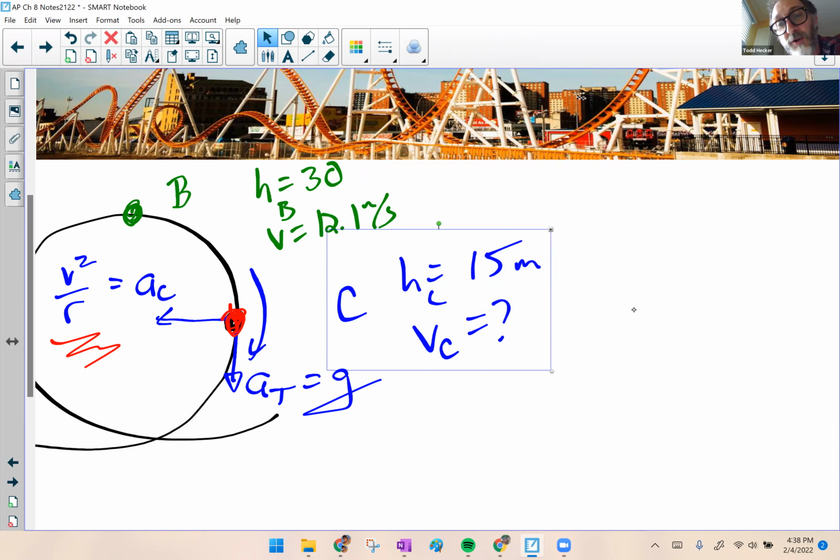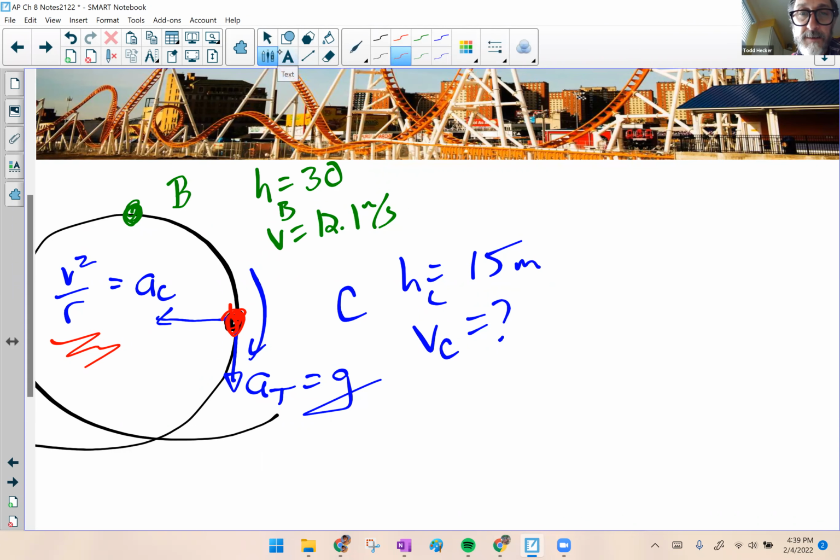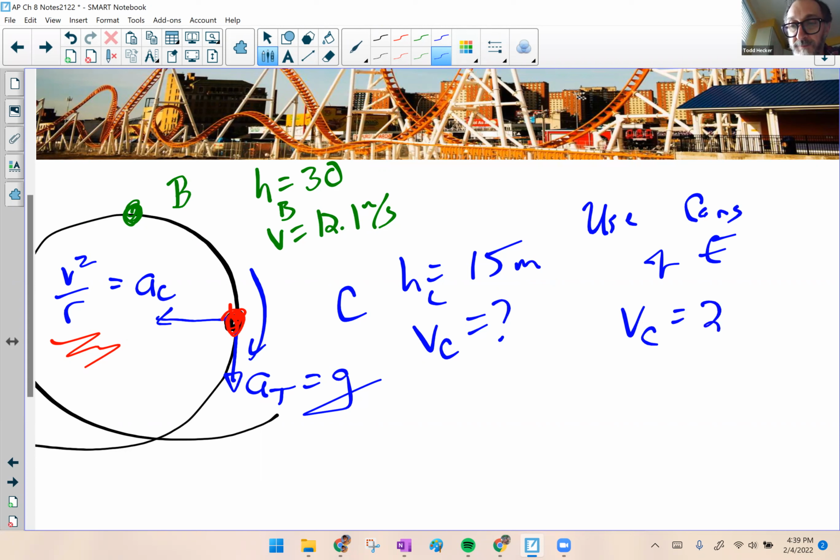So what we're going to do is use conservation of energy, exactly the same as we did before. We've got one point where we know the height and the velocity, and the other point where we know the height. When you do that, you'll find that the velocity at point C turns out to be, on the next page of my notes, I think it's 21 meters a second. Weirdly, the math worked out really nicely on this one. Yeah, 21 meters a second.